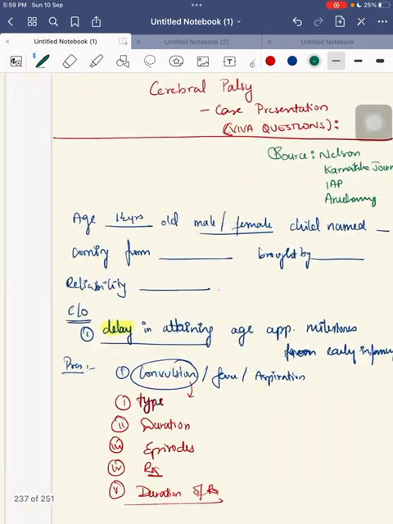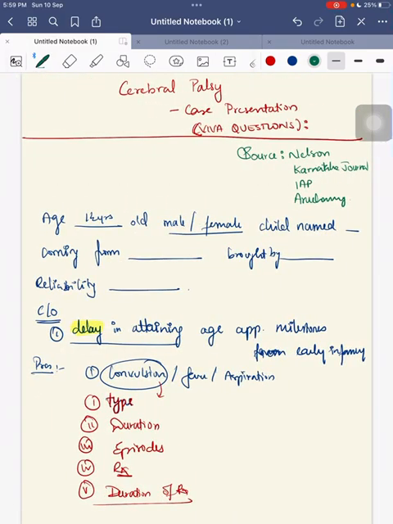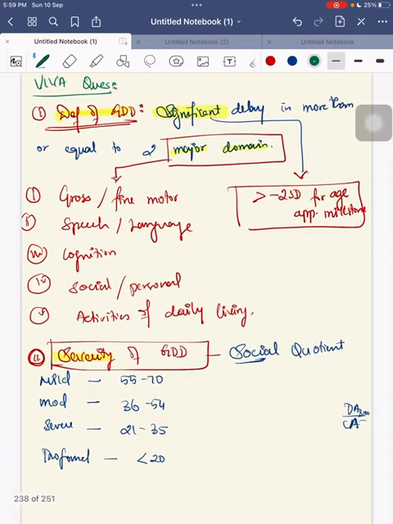Next, when you have completed your chief complaints, like delay in attaining age-appropriate milestones from early infancy, I like to start from the antenatal period. You can tell that you're going to start from the antenatal history. So what are the questions you will be asking here?